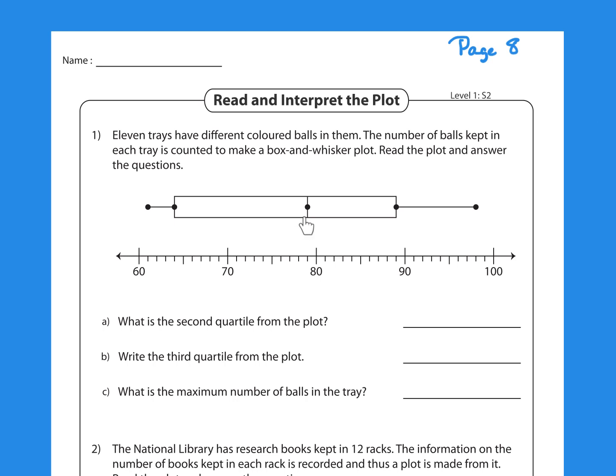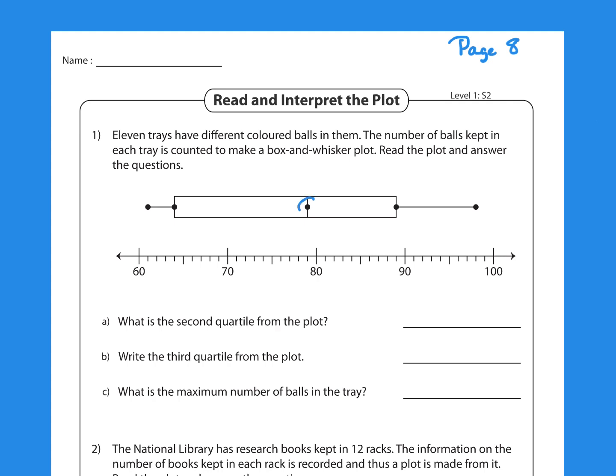This is the second quartile. It is the end point of the second quarter of the data. We also know this as the median of all the data. And this is the third quartile point, meaning the third quarter of the data. So our question is, what is the second quartile from the plot?